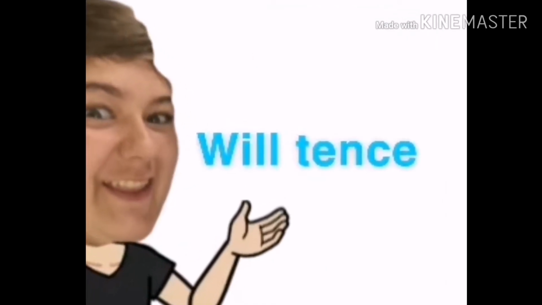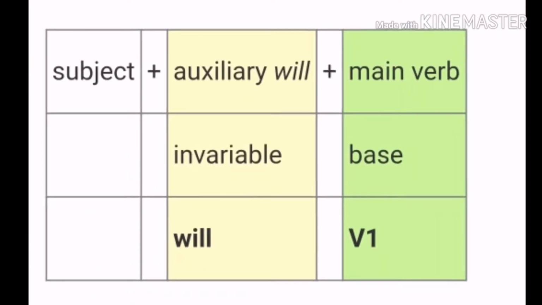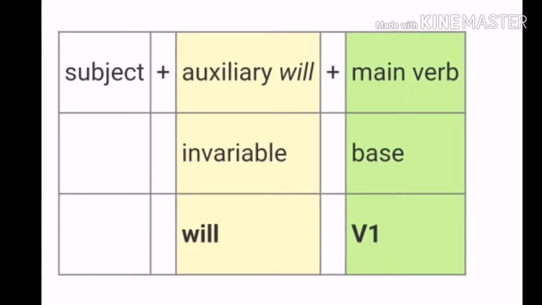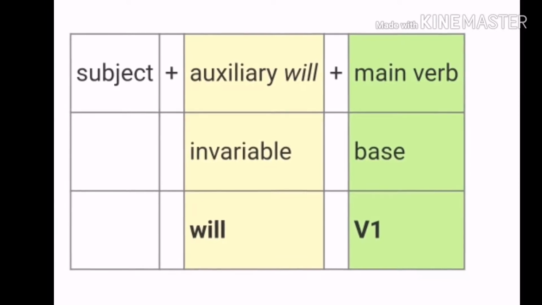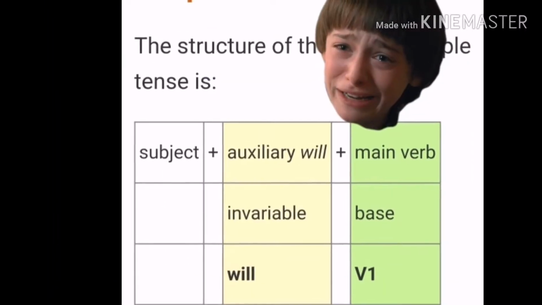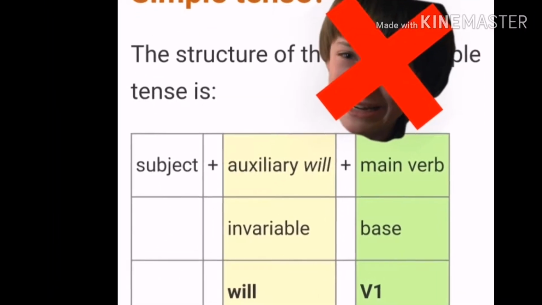I'm going to talk about the real future form. The future simple tense is often called the will tense because we make the future simple with the modal auxiliary will. So the question is, how do we make the future simple tense? First, you need a subject plus one auxiliary verb, that is will. And then a main verb.